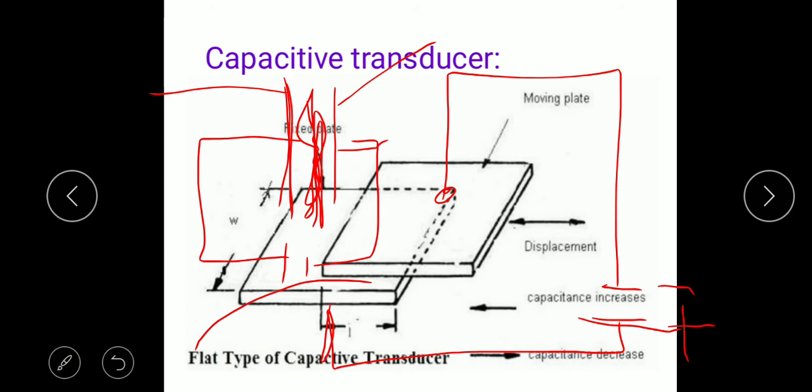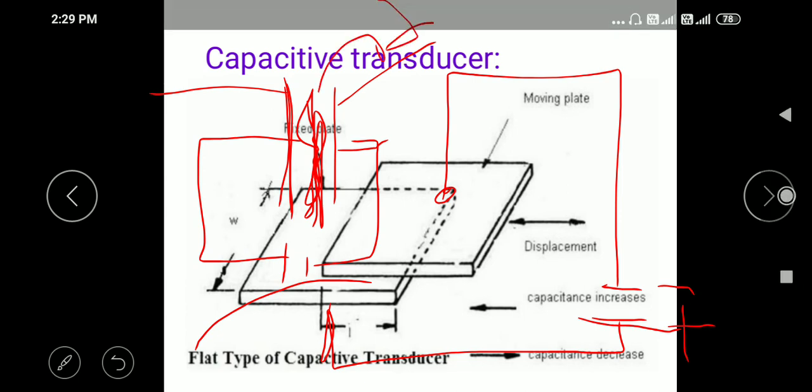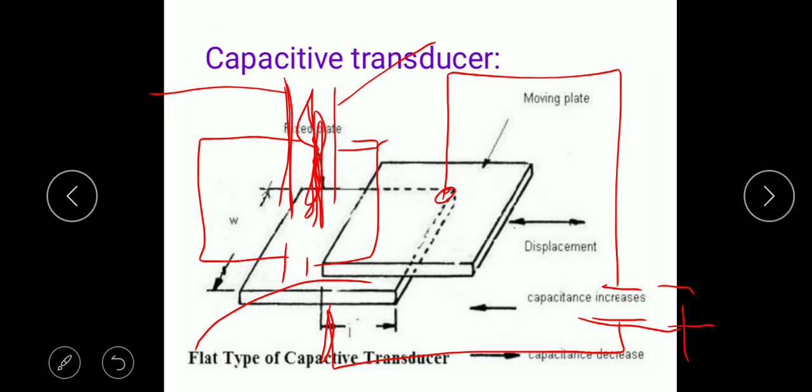So consider here, in between these two plates there is air as the dielectric medium. So the construction, I hope you all got clear. The two plates are there, one plate is fixed, another plate is moving, and both plates are connected into the circuit. In between the two plates there is the dielectric medium, which may be air, pure water or oil. Correct?